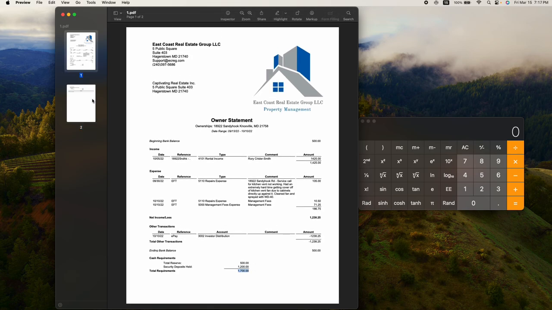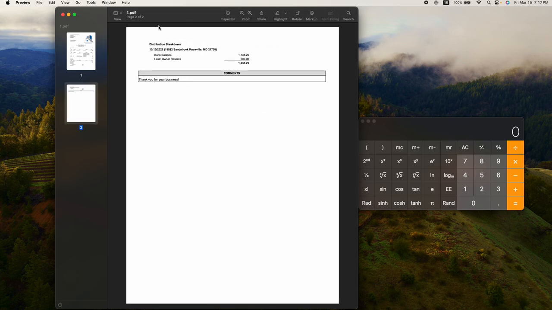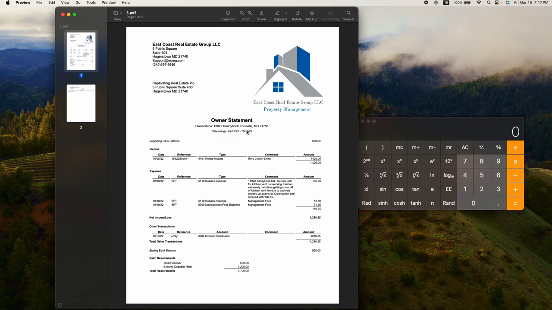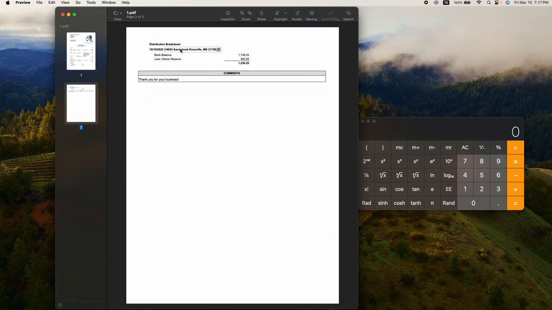Okay. Let's go down to the second page here. So next, on all of our statements, it shows a distribution breakdown. Okay. And what it's doing here is explaining how we got to the number. And I'll show you how to do the math in a second if you ever need to. But this shows the distribution breakdown, right? So 10/10/2022, that's the same date. It's the date the statement was sent out. So on that day, this property had $1738.25 in the bank. Our $500 reserve is right here, so we released $1238.25 to you.